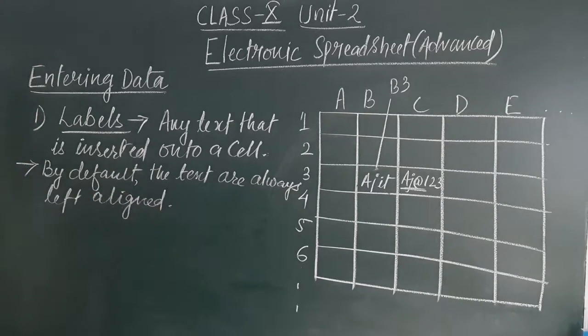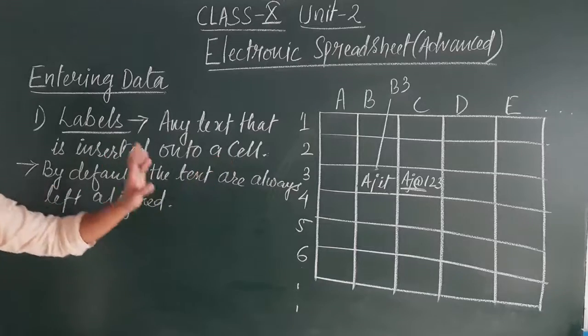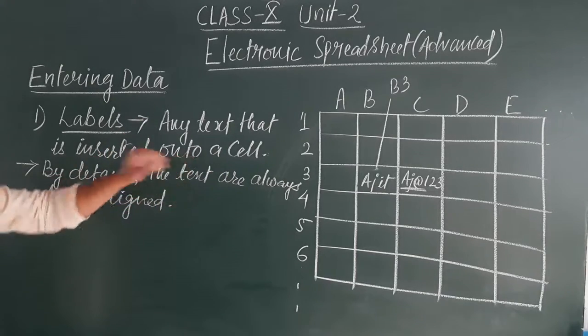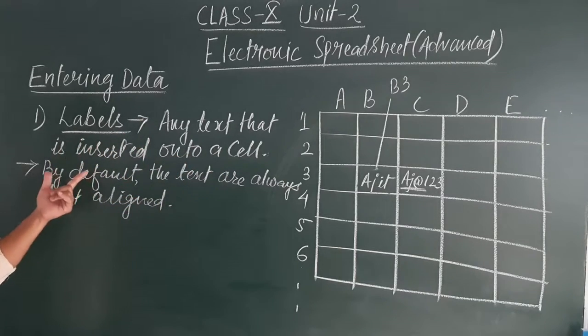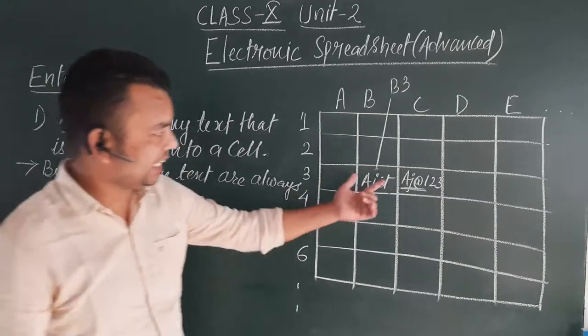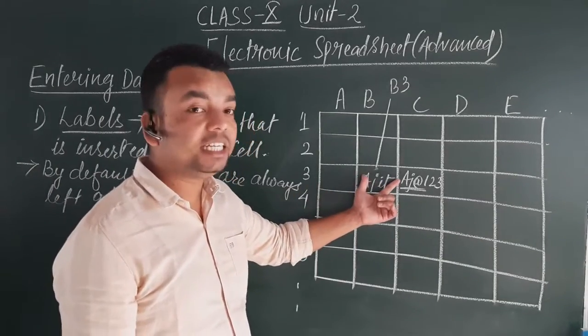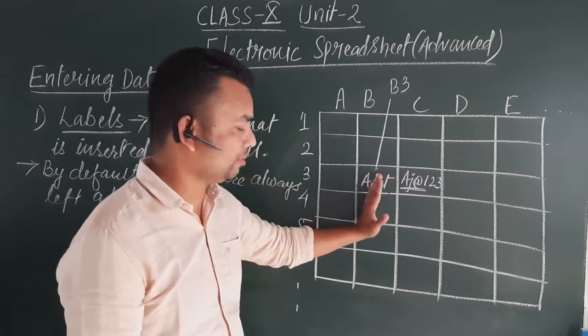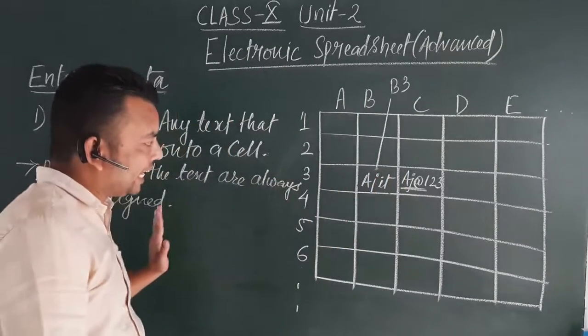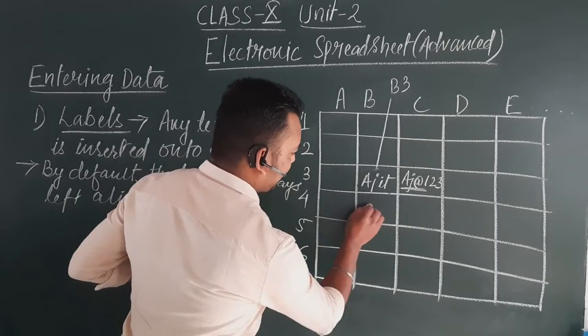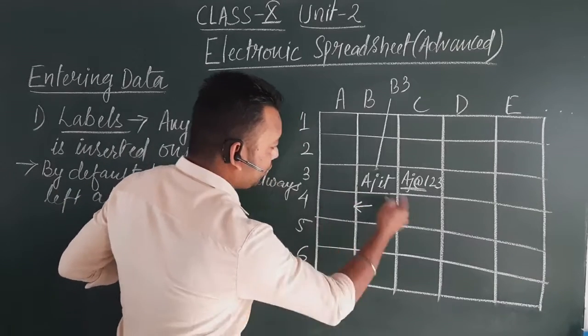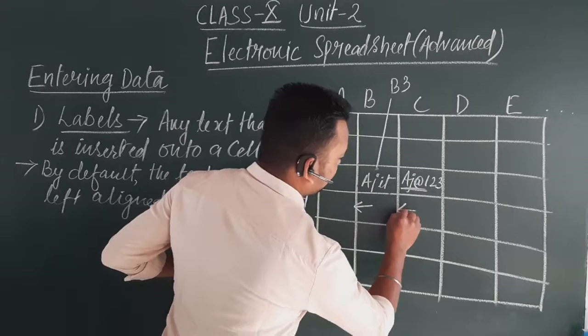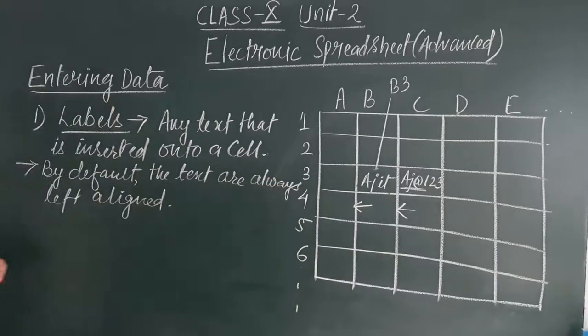So this is the basic definition of label. Any textual content, any text that is inserted onto a cell. Whenever we insert any textual content onto a cell, that is called a label. And by default, whenever we are inserting a label inside any of the cells in a spreadsheet application, all the text will be aligned towards the left. That means our text will be moving towards the left. Wherever you place your content, it will always be moving towards the left of that particular cell.